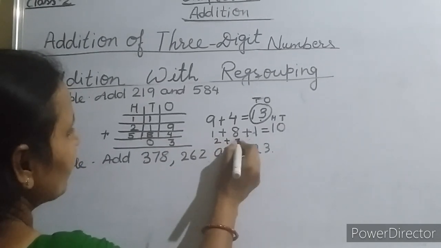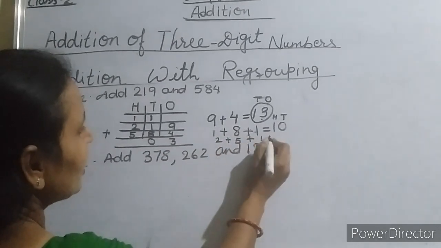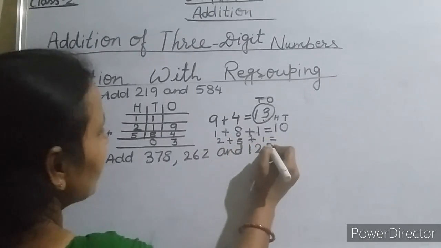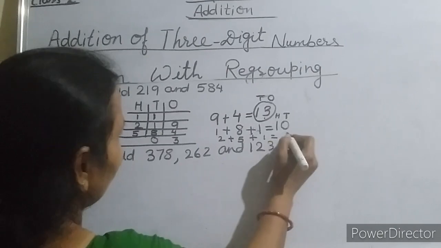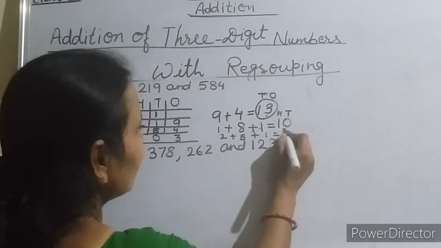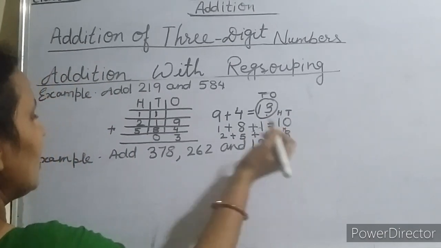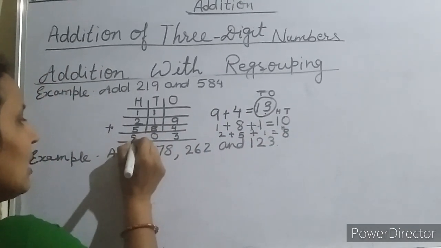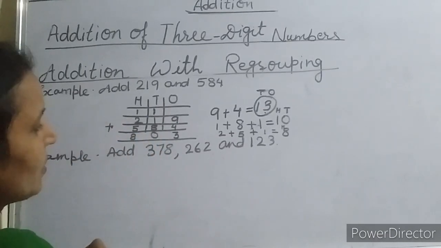2 plus 5 plus 1 carried over. So 2 plus 5 is 7, 7 plus 1, very good, is 8. So this we will write at the 100 place. So here we will write 8 under the 100 column.